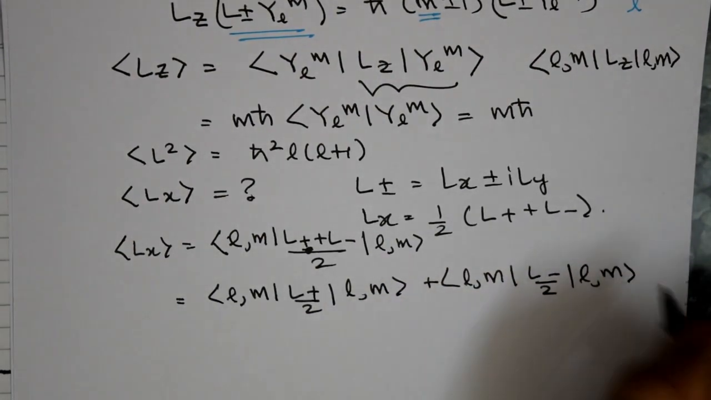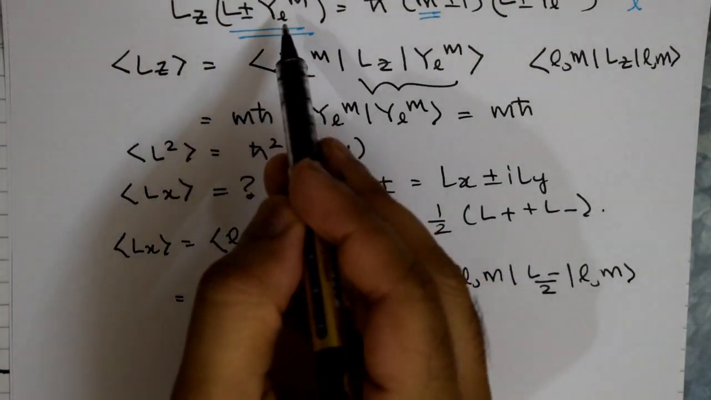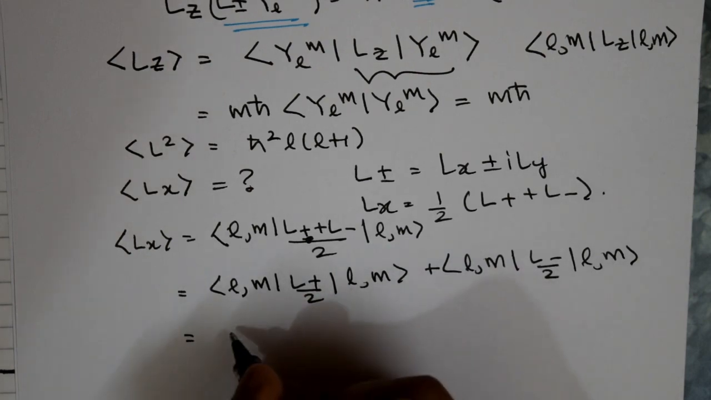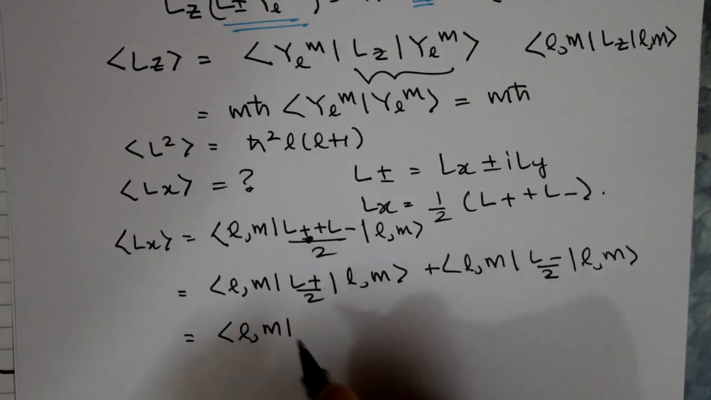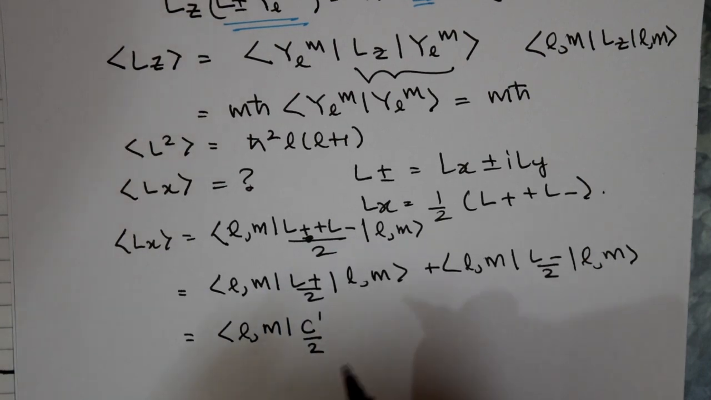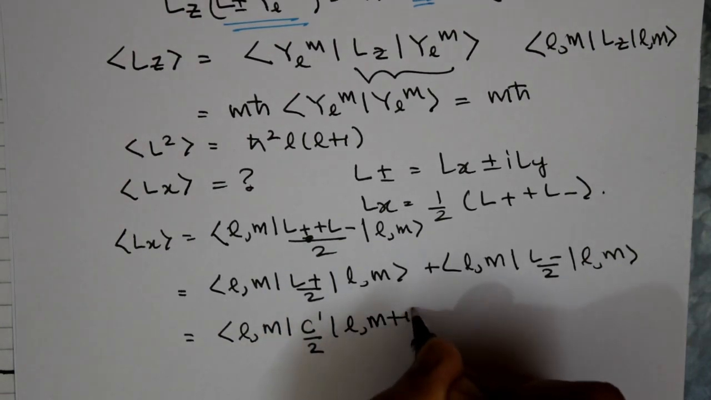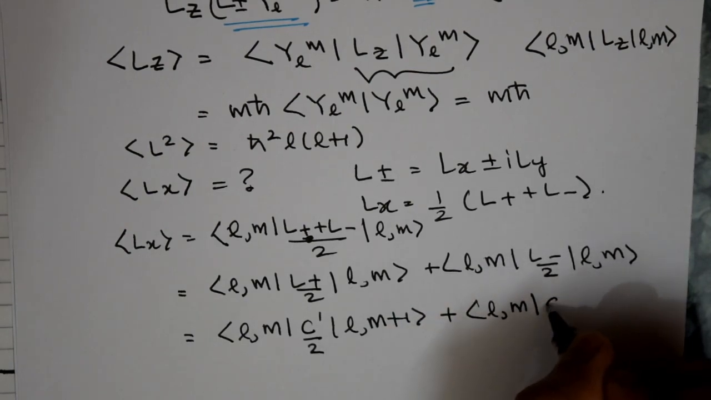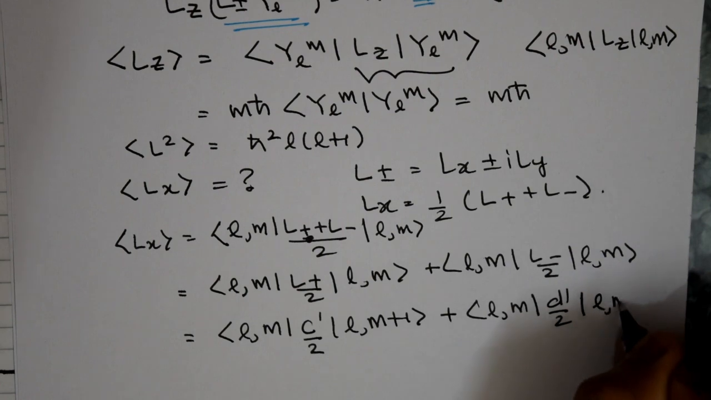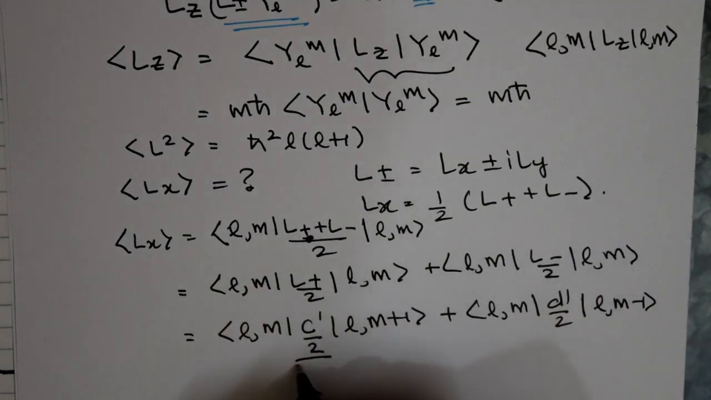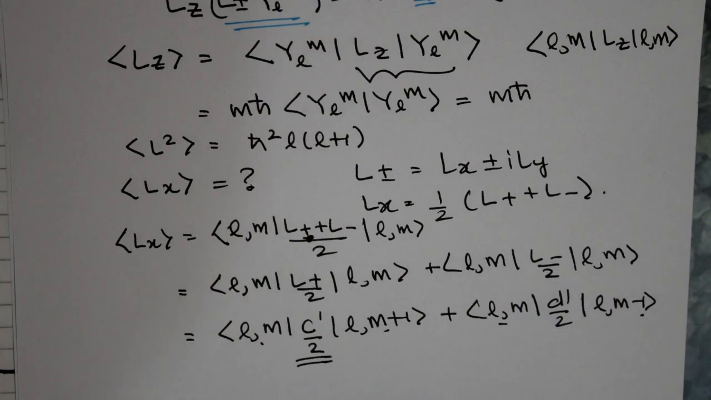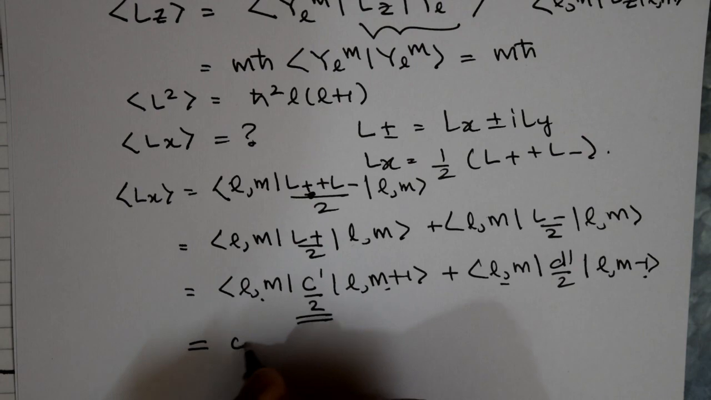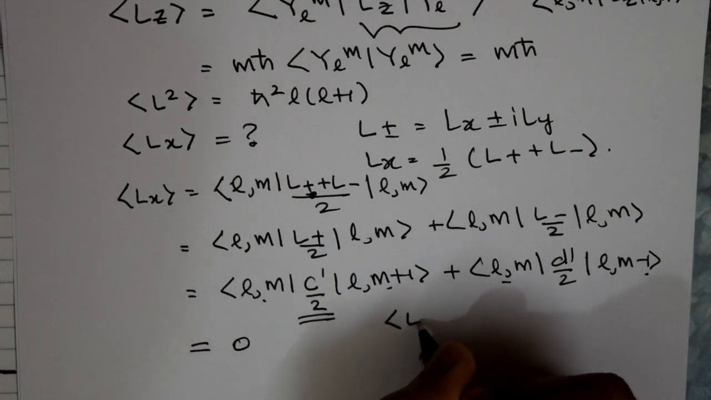And what we learnt from the previous deduction is that L+ will change m by +1. So you're going to get some constant, let's say C', divided by 2, times <l,m|l,m+1>, plus <l,m|, let's say D' divided by 2, |l,m-1>. Once you take this constant out, you have two functions that are very different. They basically are different solutions to the spherical harmonics. This will give you an overall value of 0. Similarly, the expectation value of Ly will also be equal to 0.